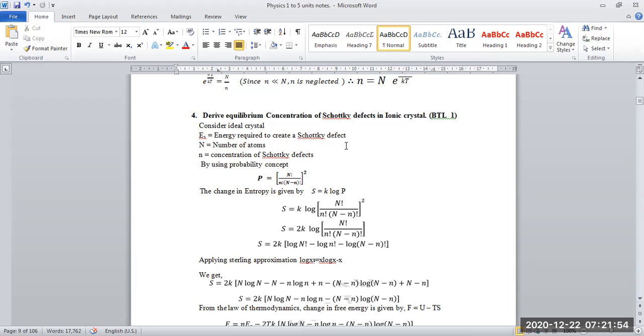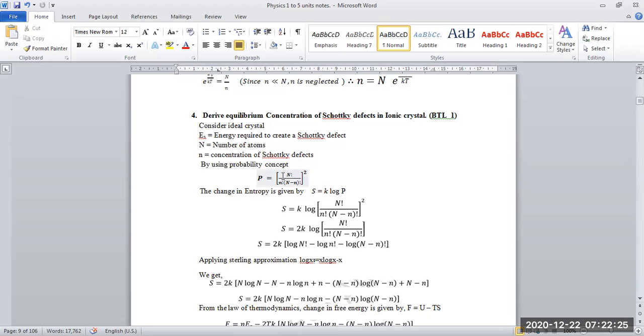So that is the energy required to create a Schottky defect. Capital N is the number of atoms, same thing, and small n is the number of Schottky defective atoms. Which concept do we apply when you don't know exactly what is happening inside the system? You go for some probability concept. The probability is given by P = N! / (n! (N - n)!) whole square.